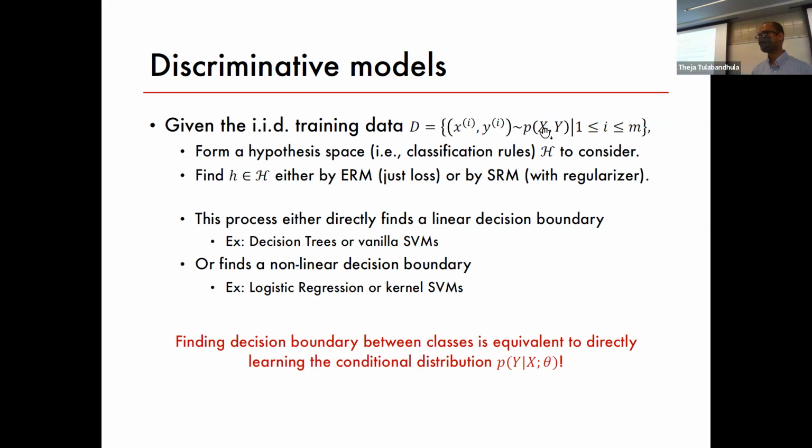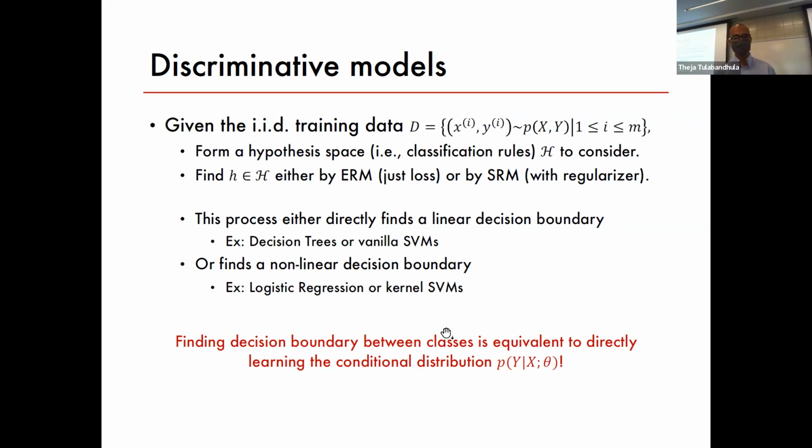Conditional distribution and joint distribution have a difference: given the joint distribution, I can derive a conditional distribution easily. If you tell me the joint distribution, I can tell you what the conditional distribution of x given y or y given x is. But given just the conditional distribution, I can't tell you what the joint distribution is. So the joint distribution has more information, more assumptions built in.